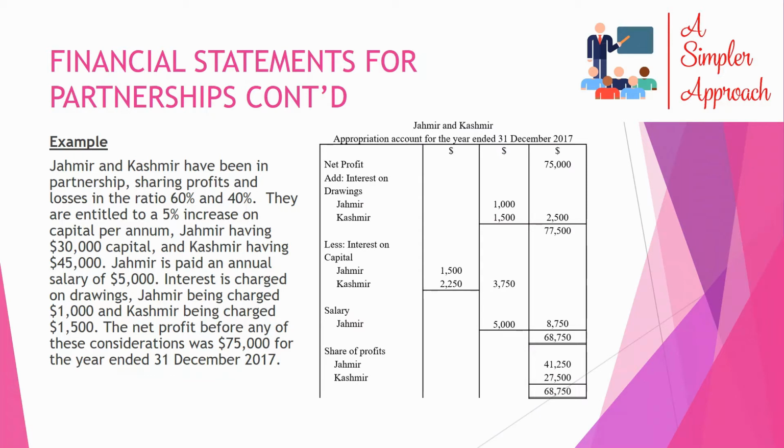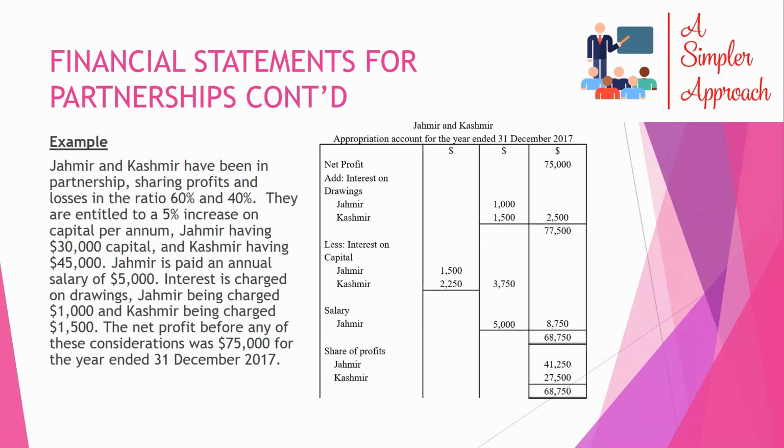So we start with net profit. And remember, everything above net profit, the income statement, remains the same. Nothing changes. To the net profit, we add interest on drawings. Jamir was charged $1,000, Kashmir was charged $1,500. And remember, interest on drawings is added simply because it is revenue to the partnership. Okay?